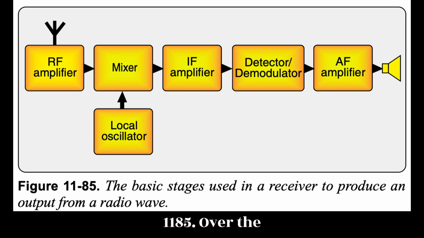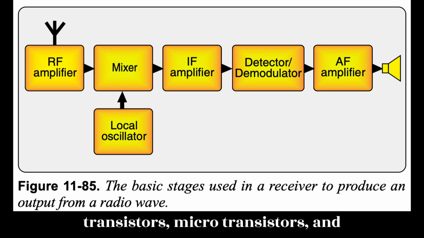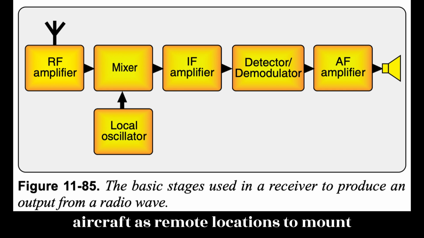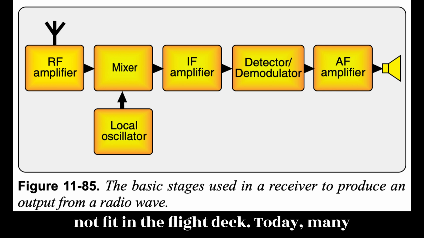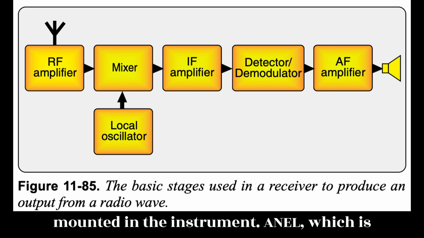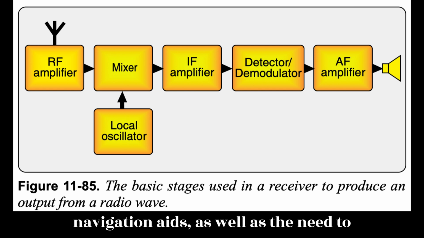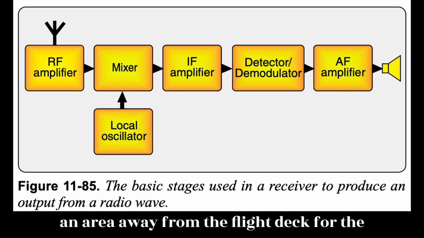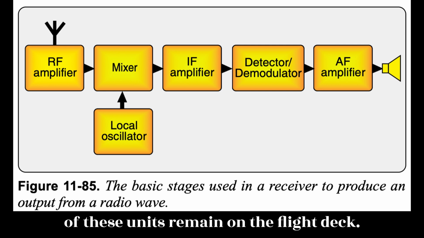Figure 11-85. Over the years, with the development of transistors, microtransistors, and integrated circuits, radio transmitters and receivers have become smaller. Electronic bays were established on older aircraft as remote locations to mount radio devices simply because they would not fit in the flight deck. Today, many avionics devices are small enough to be mounted in the instrument panel, which is customary on most light aircraft. Because of the number of communication and navigation aids, as well as the need to present an uncluttered interface to the pilot, most complicated aircraft retain an area away from the flight deck for the mounting of avionics. The control heads of these units remain on the flight deck.